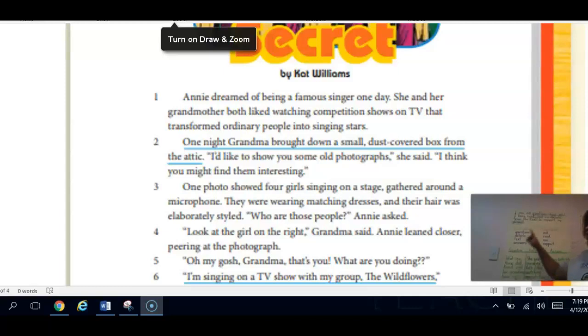So don't forget, our objective, or our I can statement, is I can ask questions about what we've read and use details from the text to support my answer.